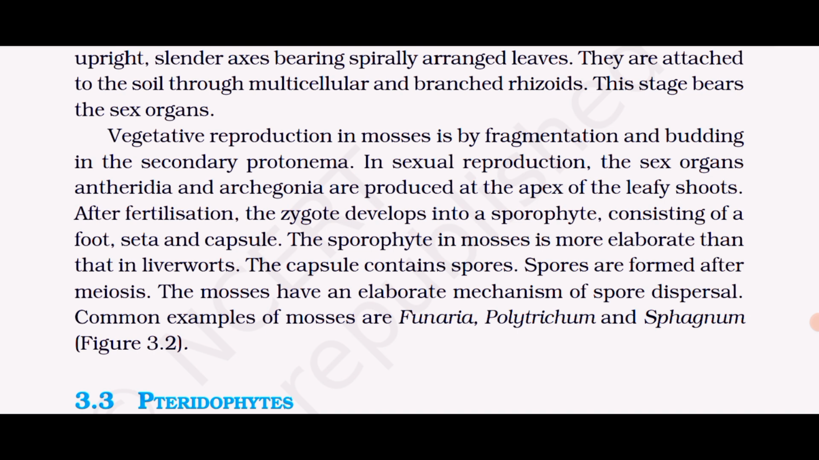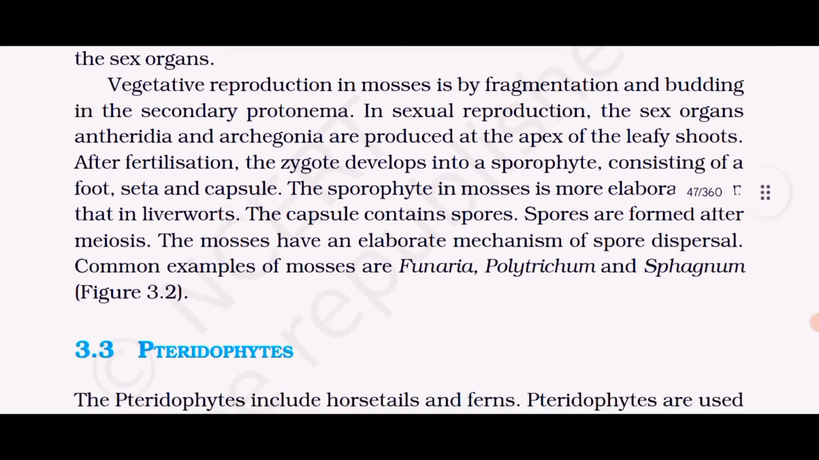After fertilization, the zygote develops into a sporophyte consisting of a foot, seta, and capsule. The sporophyte in mosses is more elaborate than that of liverworts. The capsule contains spores. Spores are formed after meiosis. The mosses have an elaborate mechanism of spore dispersal. Common examples of mosses are Funaria, Polytrichum, and Sphagnum.